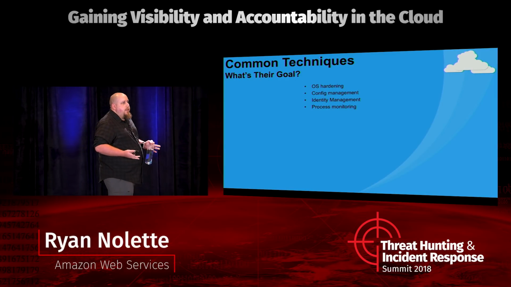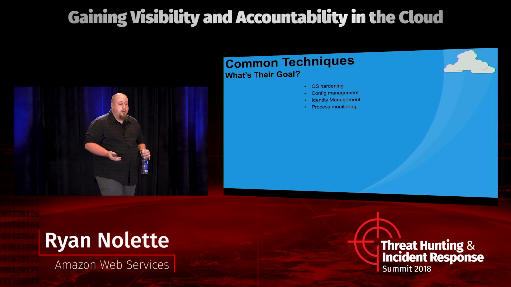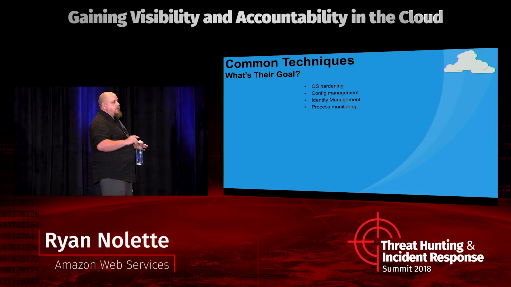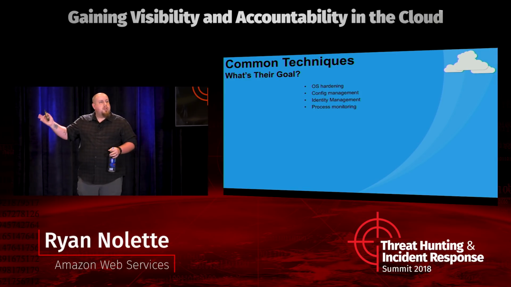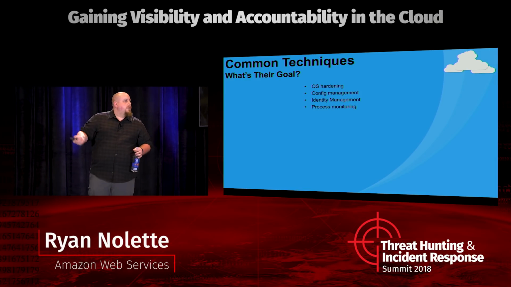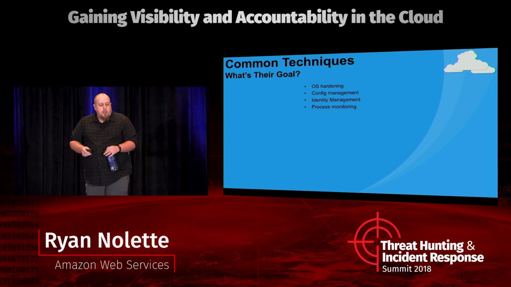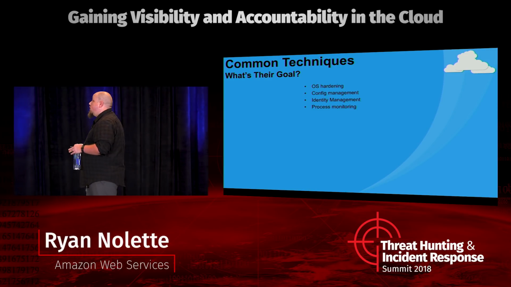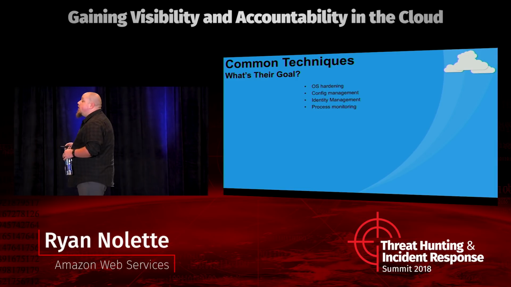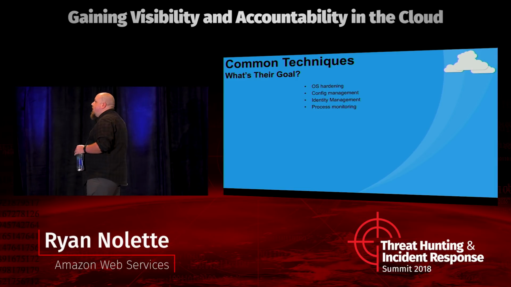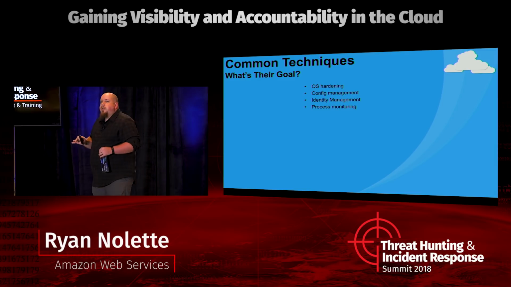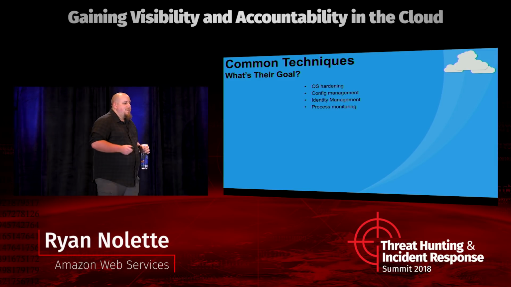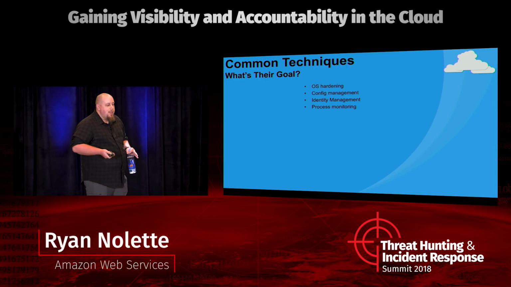So to get to that end state, we do the same typical things, right? Use OS hardening. Do you guys subscribe to NIST or CIS or any of those benchmarks? You can still apply those to your templates in AWS. Config management: you can run Ansible, Chef. You can use CloudFormation. There's a ton of tools that you can use to maintain that. Identity management and process monitoring are a little bit more interesting, and that's because of things like serverless computing.